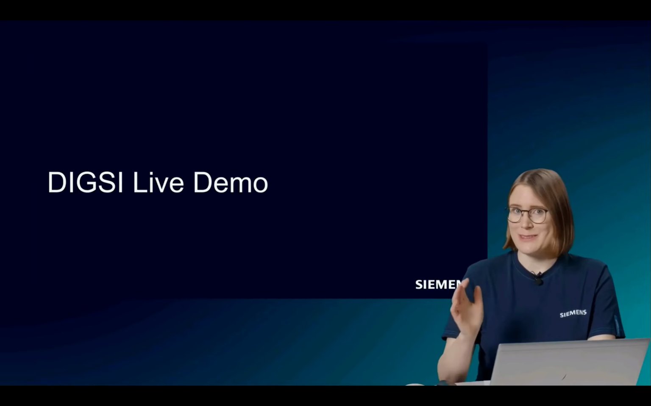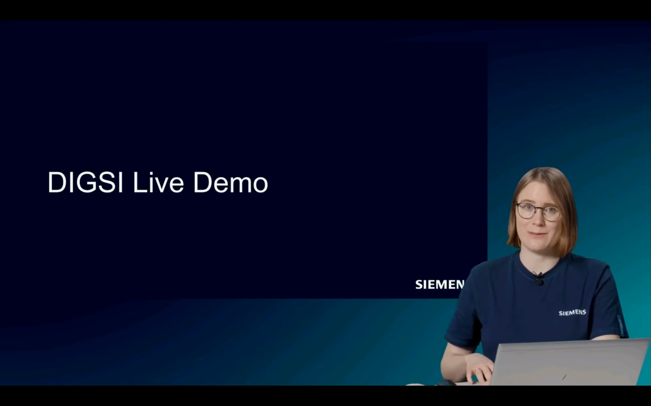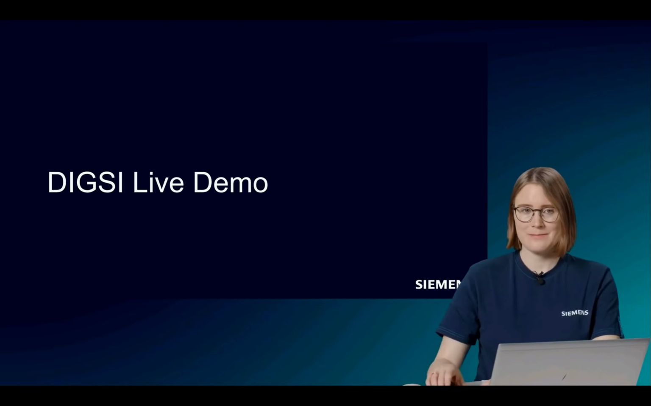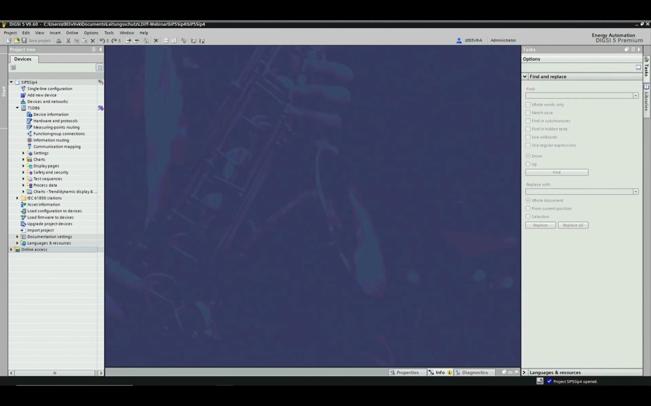Okay, enough about the theory. I will now give you some hints about the configuration in Digsi 4 and Digsi 5. So we come to the Digsi 5 live demo. For this, I prepared already a Digsi 5 project and created a 7SD86 device. For the device creation, I used the template for line differential protection schemes.